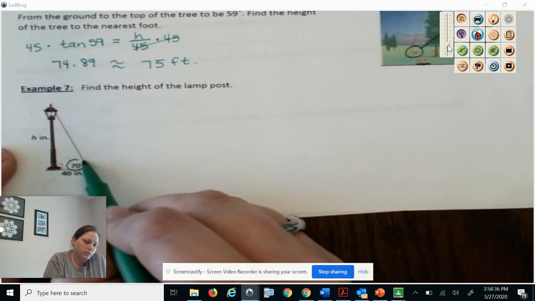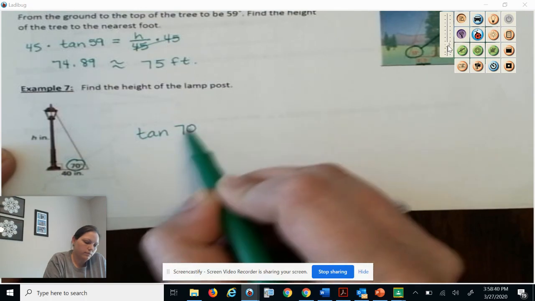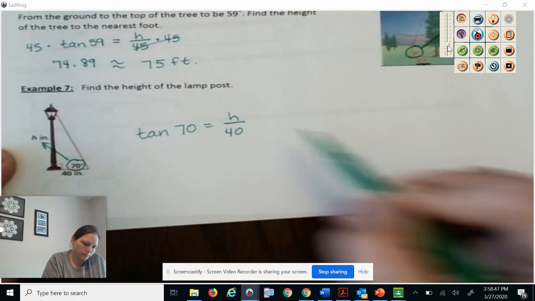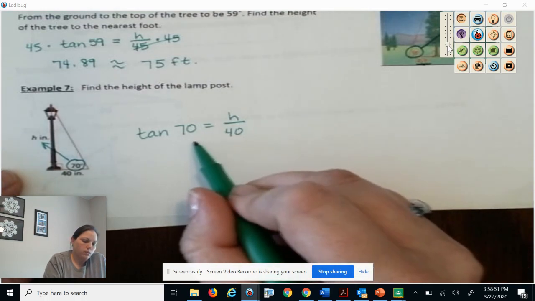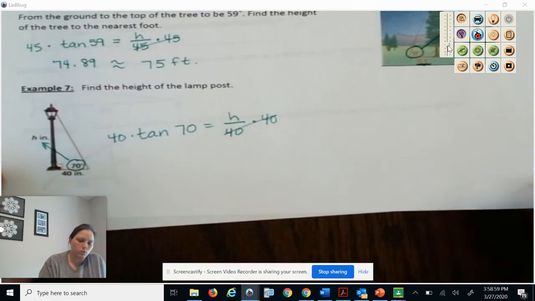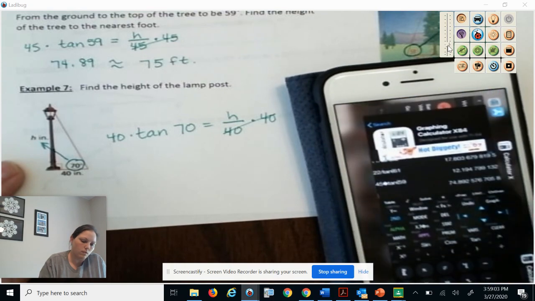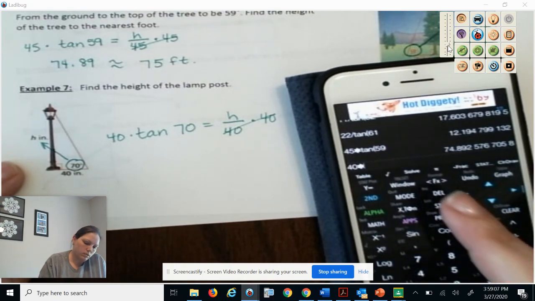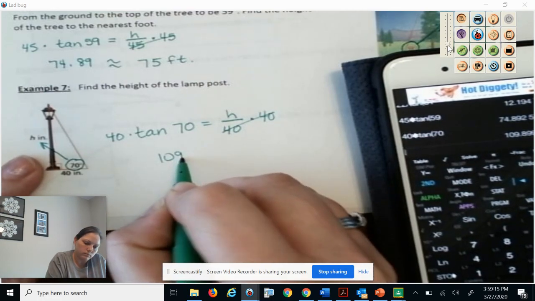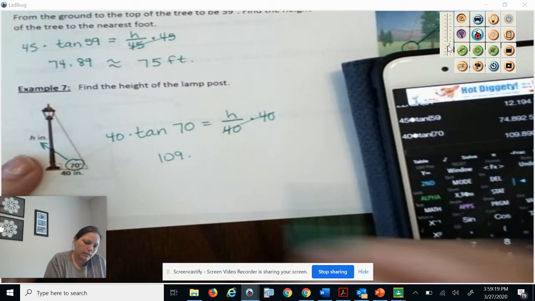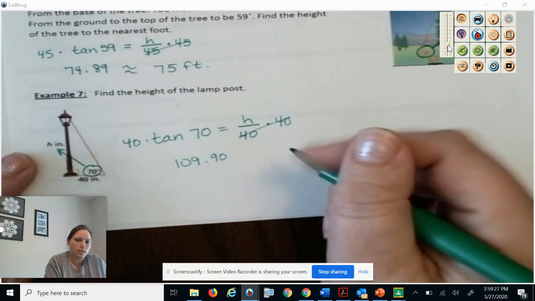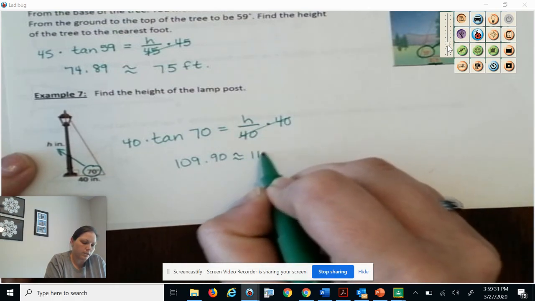Okay, so we have the lamppost. Our angle of elevation is 70 degrees. So our tangent of 70, opposite is h. Our adjacent is 40 inches. So to solve this, we're going to get rid of that fraction by multiplying by 40. That leaves h by itself. So we're going to multiply 40 times tangent of 70. You get 109.899. 109.9. Let's call that 110 inches.